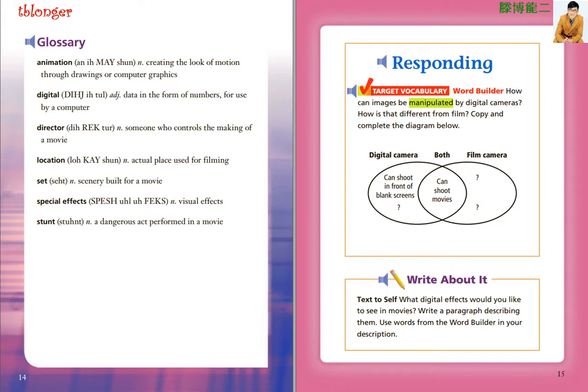Write about it. Text to self. What digital effects would you like to see in movies? Write a paragraph describing them. Use words from the word builder in your description.